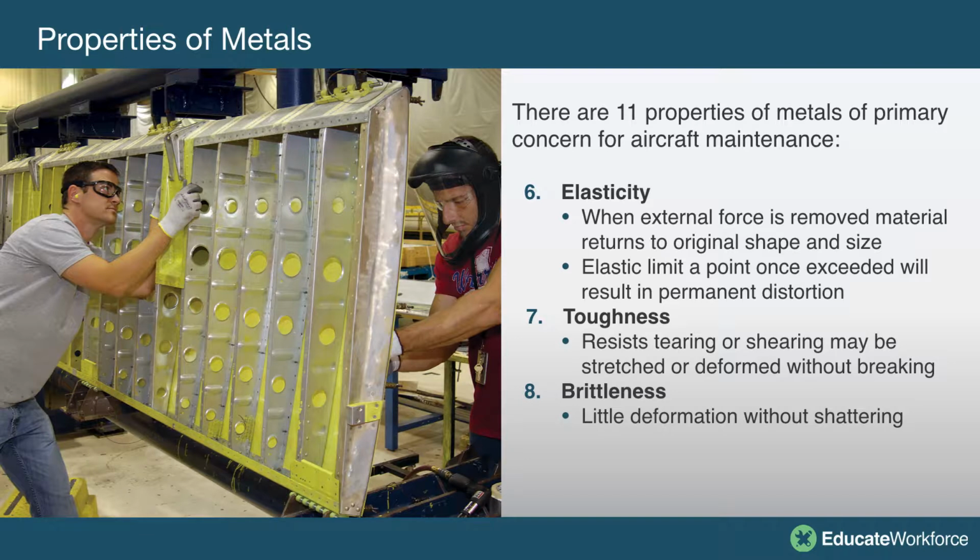However, if you exceed the elastic limit, when you remove the external force, you will notice a permanent distortion, kind of like a balloon when you blow it up. It's fine until you blow it up to a certain point, and then when you release the air, it never comes back to its original shape and size. Toughness, on the other hand, is going to resist tearing or shearing. It may be stretched or deformed without breaking. Brittleness, on the other hand, allows for little deformation without shattering, kind of like a piece of glass.